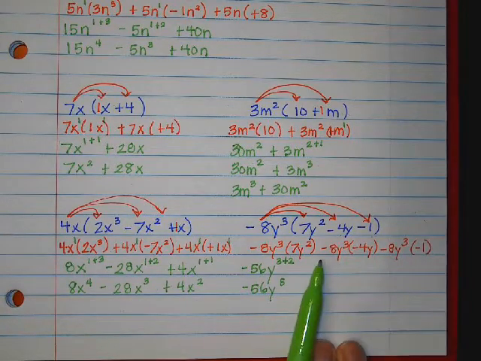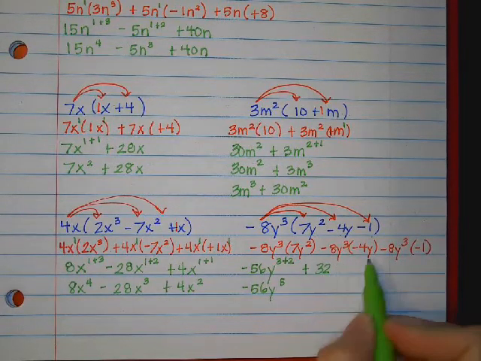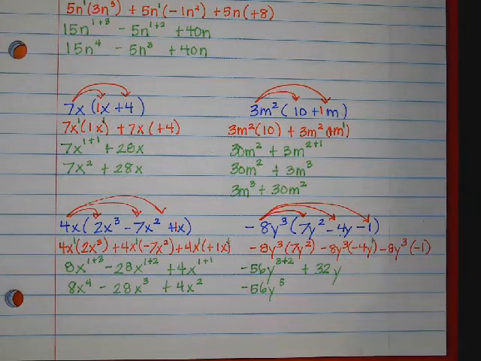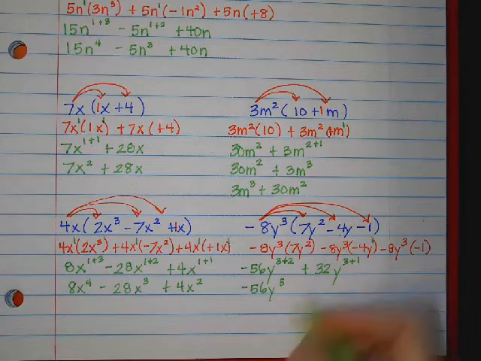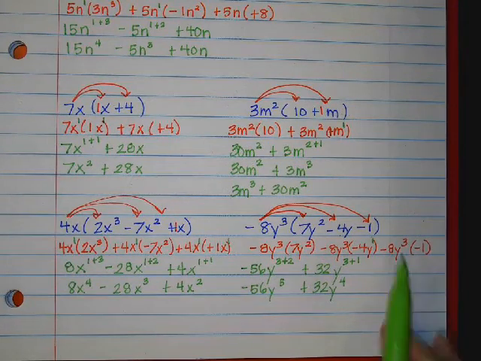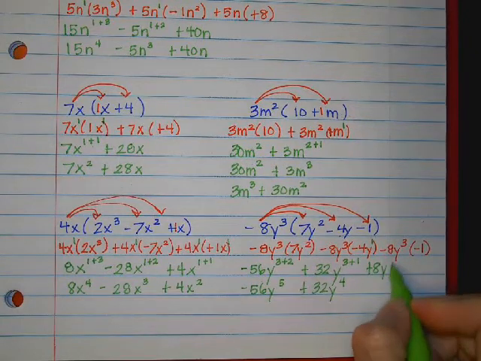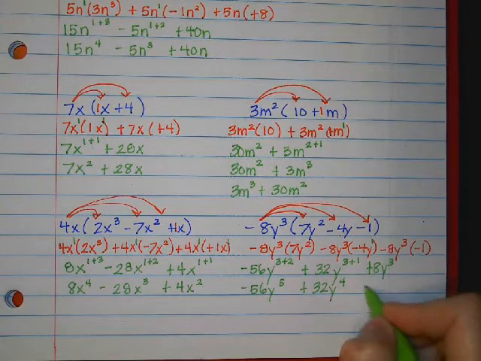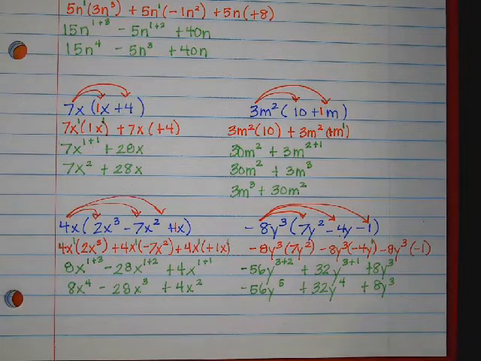Next, negative 8 times negative 4 is a positive 32. They both have the variable y, and then we're going to add those exponents. So that's a 3 plus an understood 1. 3 plus 1 is, beautiful, 4. So 32y to the fourth. Then we're going to multiply negative 8 times negative 1, which is a positive 8. And we only have one variable, and that's the third power, so bring it down because there's no exponents to add. Then our final answer is in standard form, with degrees of 5, then 4, then 3. Beautiful. Alright, so we're going to go ahead and move on to our next example.